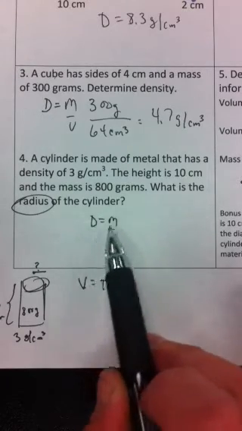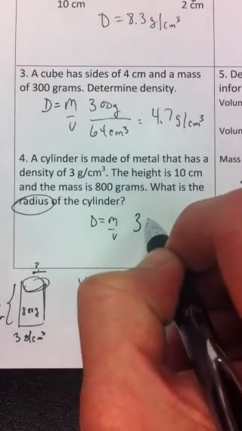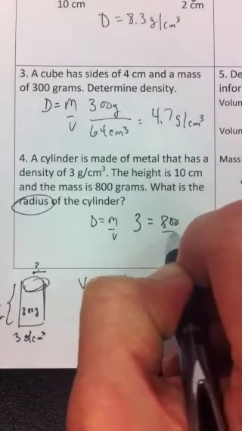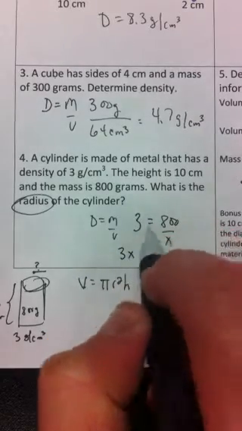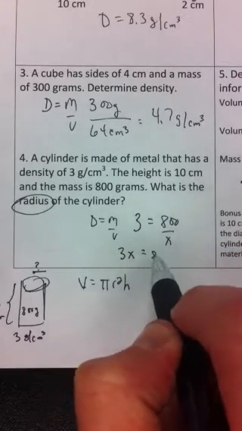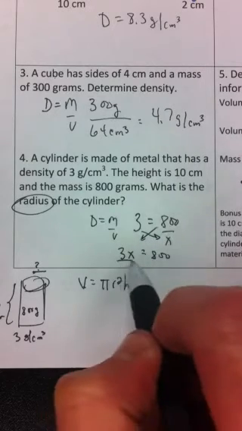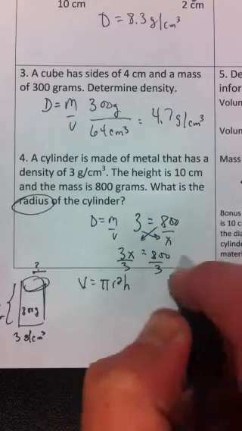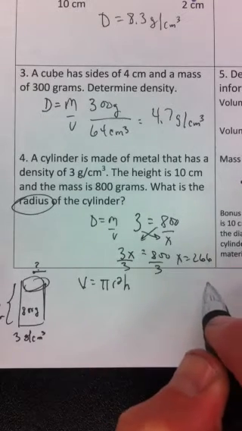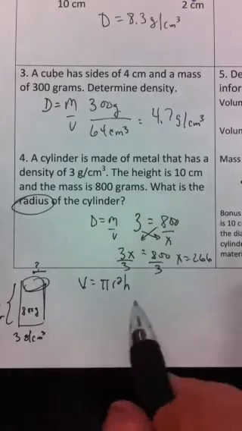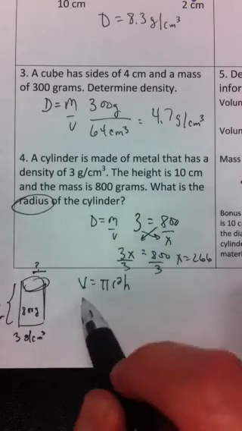But to find the volume, we've got to use the density formula first, and that's going to be a little algebra. 3 is equal to 800 over x, and then we're just going to cross multiply. 3 times x is 3x, and that's equal to 800. Divide by 3, divide by 3. X is equal to about 266. So this is our volume. That's what we solved for.